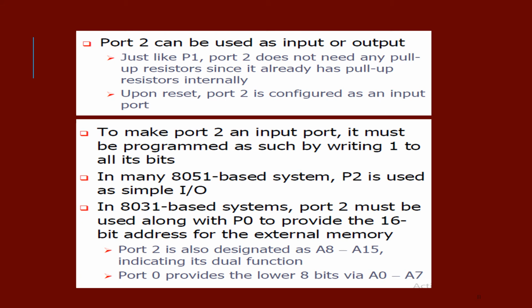In many 8051 based systems, port 2 is used as a simple IO port. In 8031 based systems, port 2 must be used along with P0 to provide the 16-bit address for external memory. This also you remember, port 2 must be used along with port 0 to provide the 16-bit address for the external memory. Port 2 is also designated as A8 to A15, indicating its dual function. Port 0 provides the lower 8 bits via A0 to A7.